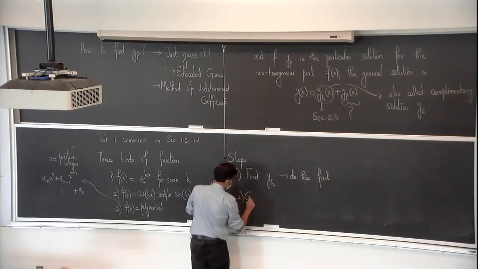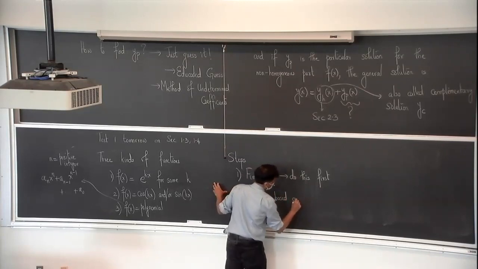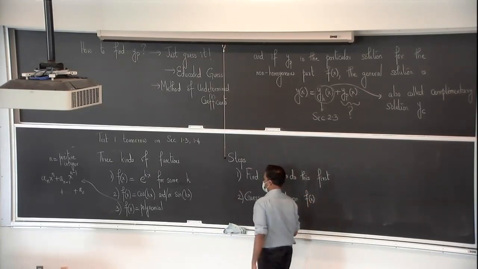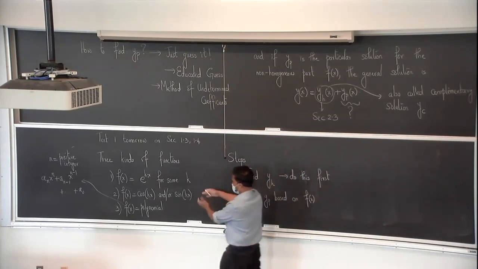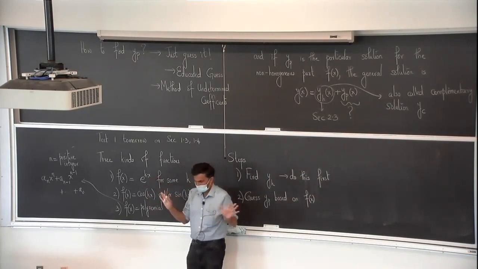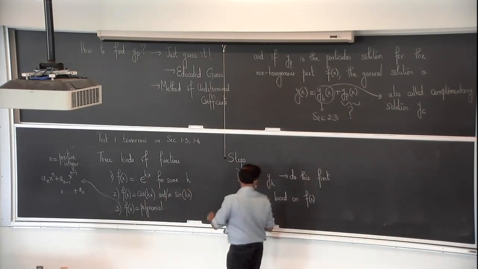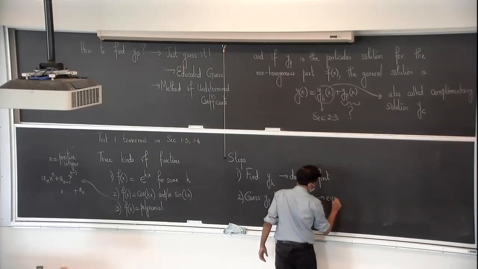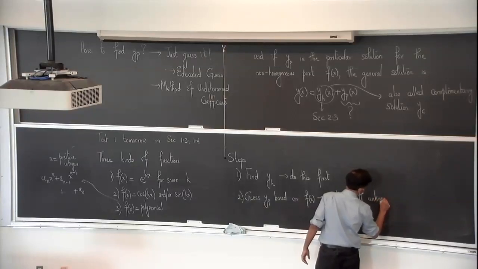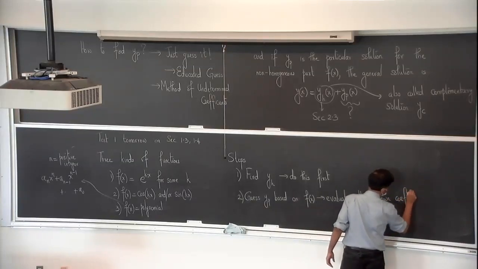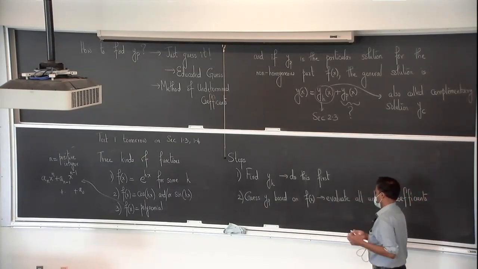Step 2, guess YP based on f of x. Again, I'm promising that f of x would be one or a combination of these functions. So you could add these or multiply these, but nothing outside of these functions. And then evaluate the unknown coefficients. There's some very simple algebra there.